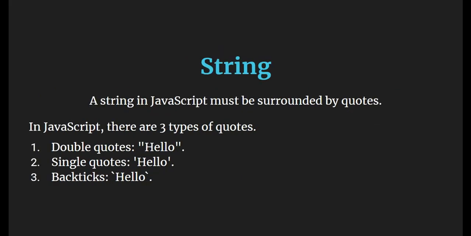Now the string. A string in JavaScript must be surrounded by quotes. I already told you, whenever you include a text, the text is also called a string. If you include that, there should be a double quote or a single quote. Now there are three types of quotes that can be used: one is double quote, one is single quote, and one is backtick. Backtick we already used in the alert command, where we displayed the prompt, right? Remember all these things. So this is what a string is.